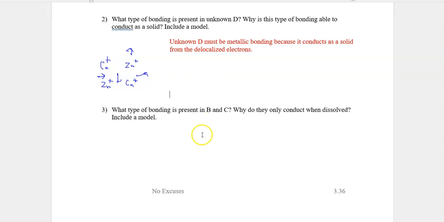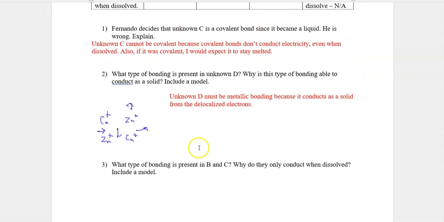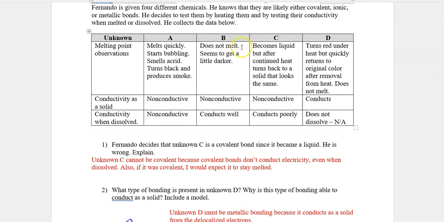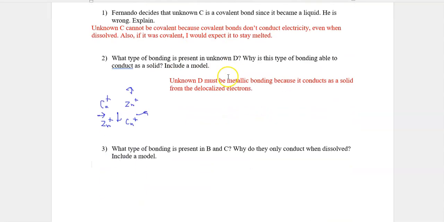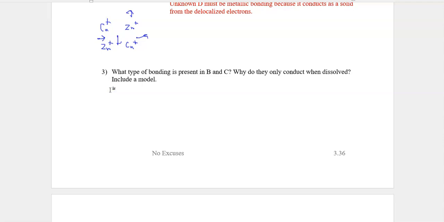What type of bonding is present in B and C? Why do they conduct only when dissolved? Include a model. B doesn't melt, C melts but then doesn't. So conducting not as a solid but when dissolved means it's ionic, because ionic has that crystal lattice.